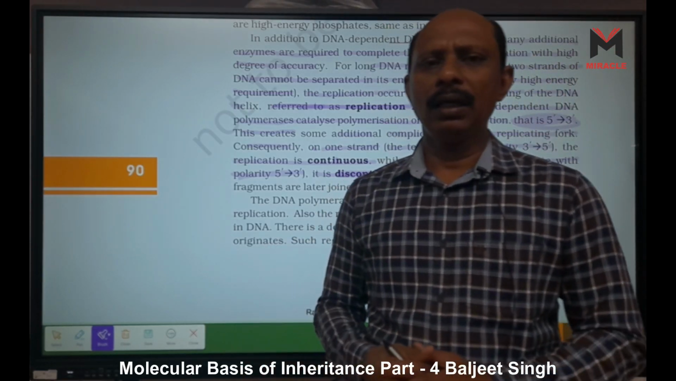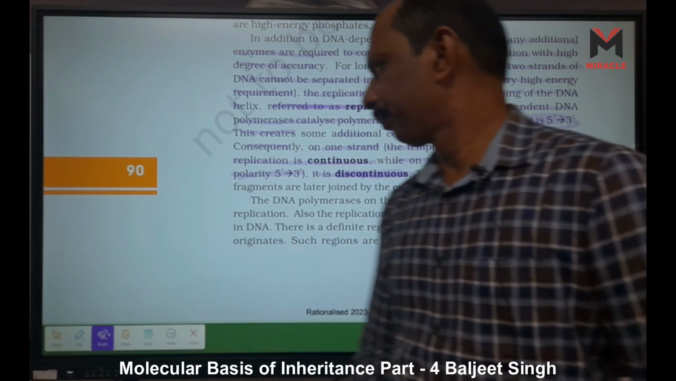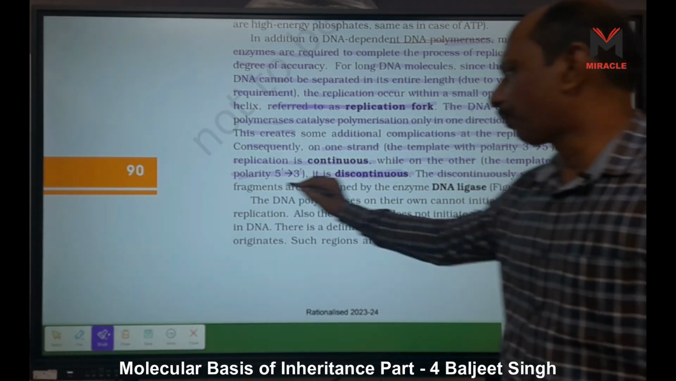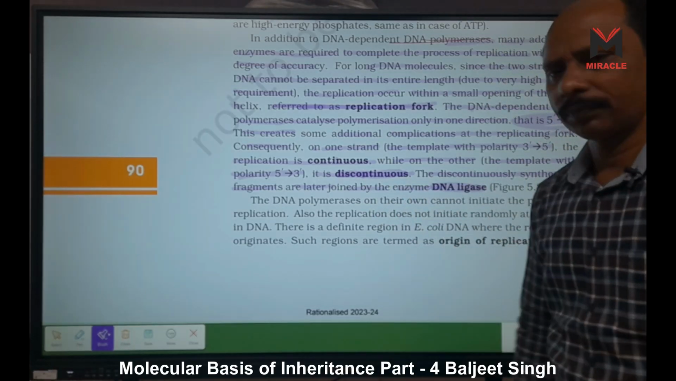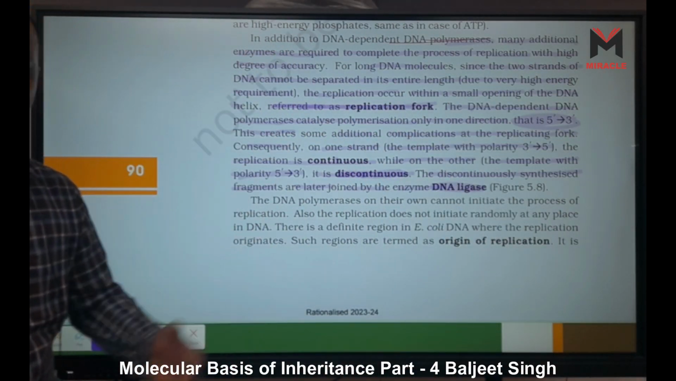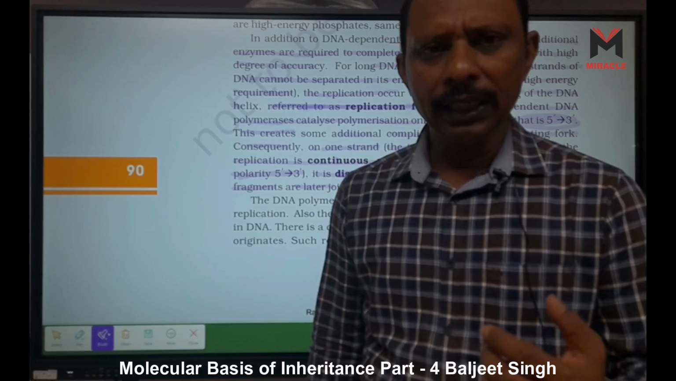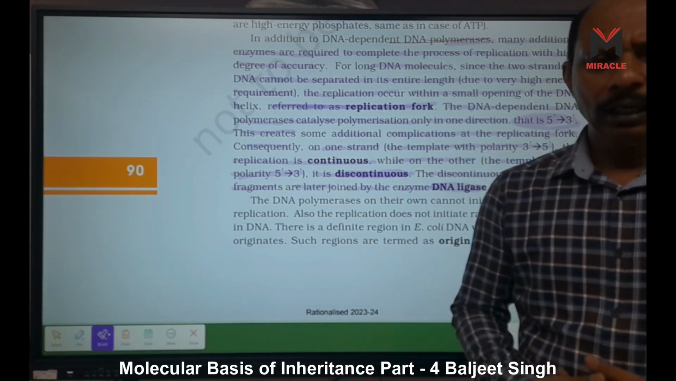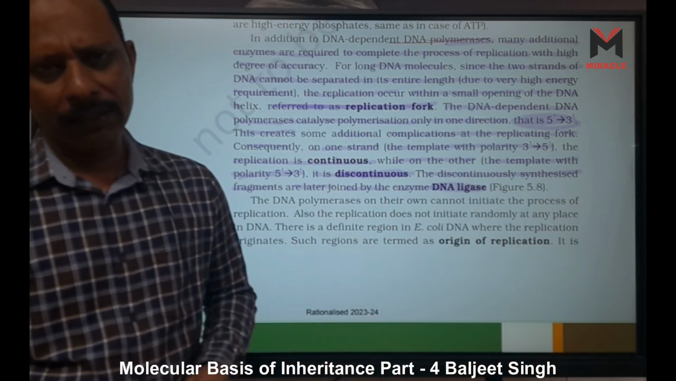These Okazaki fragments ultimately join with each other to form a continuous strand with the help of an enzyme, and that enzyme is called DNA ligase. The discontinuously synthesized fragments are later joined by the enzyme DNA ligase. Do you understand here? What is the direction of DNA dependent DNA polymerase enzyme? It is 5' to 3', right? A continuous strand is formed on the 3' to 5' polarity template strand, and a discontinuous strand is formed on the strand whose polarity is 5' to 3', right?